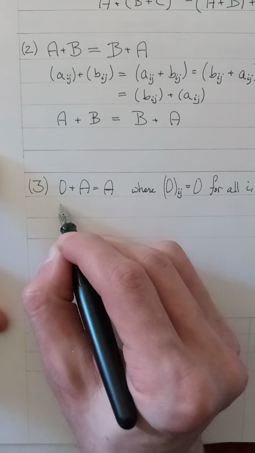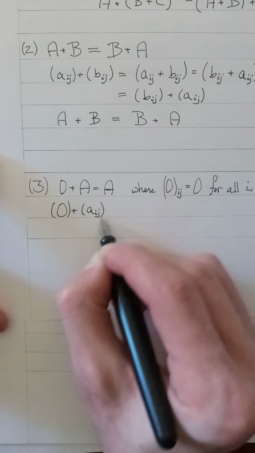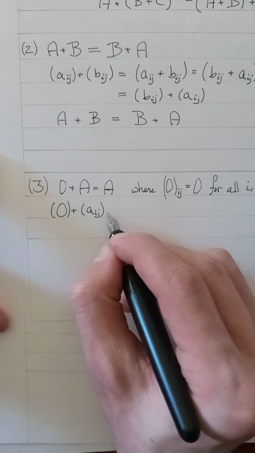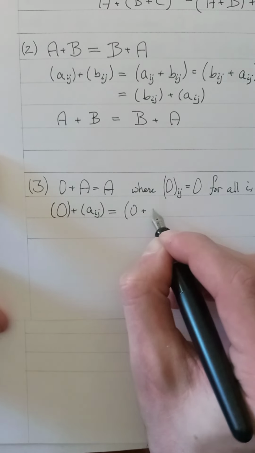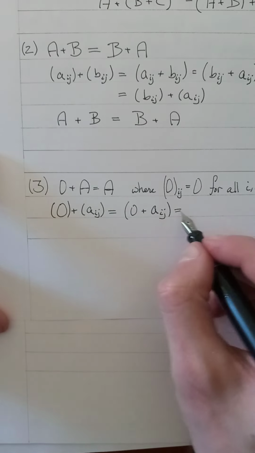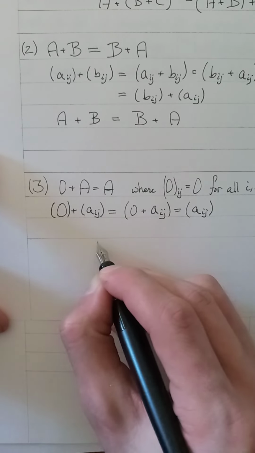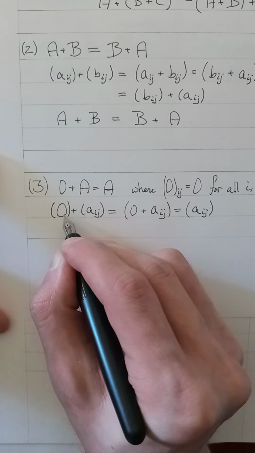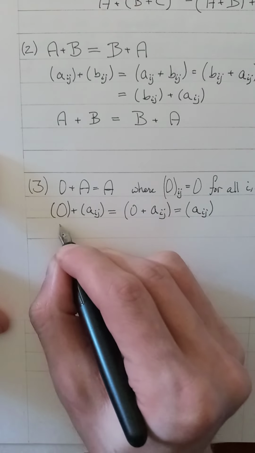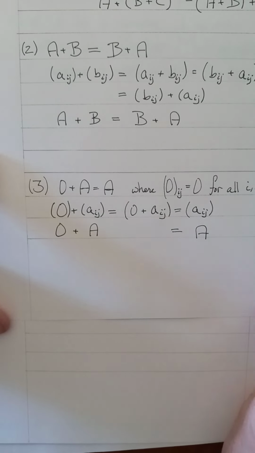And if you look at the matrix addition of the 0 matrix plus A for any A, this is just 0 plus Aij by definition of matrix addition. And then by the definition of 0, 0 plus anything is the other thing, so that's just Aij. And this is, unrolling the definitions, just the same thing as 0 plus A is equal to A, precisely as desired.